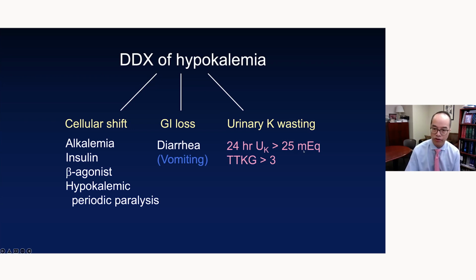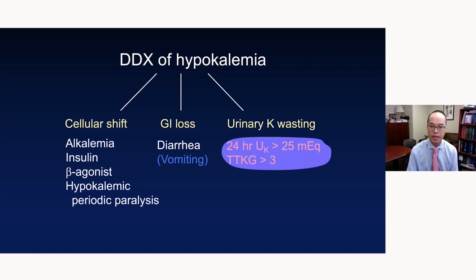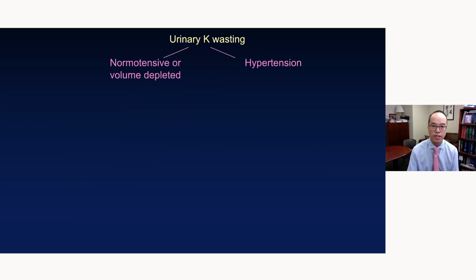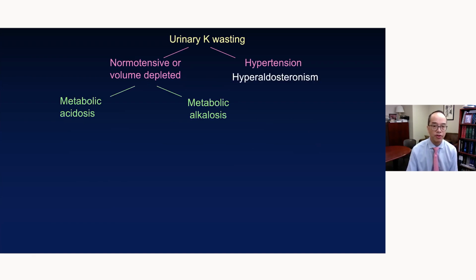is greater than 25. But in practice, you could use the TTKG, which has gone out of favor, or the spot urine potassium to creatinine ratio. If the patient has urinary potassium wasting, we divide it into patients who are hypertensive and have hyperaldosteronism, and those who are normotensive or volume depleted, as in this patient.